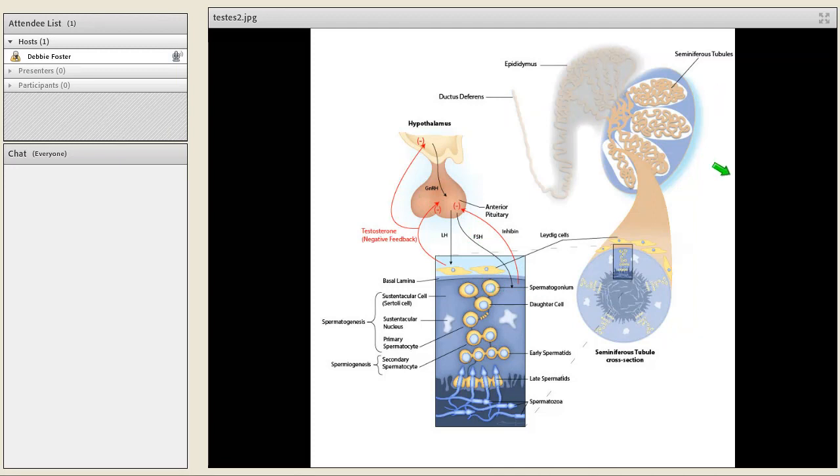The testes is actually the male sex organ. A lot of individuals get that question wrong. I don't know if it's on this particular exam. It will probably be on one of your quizzes, though.